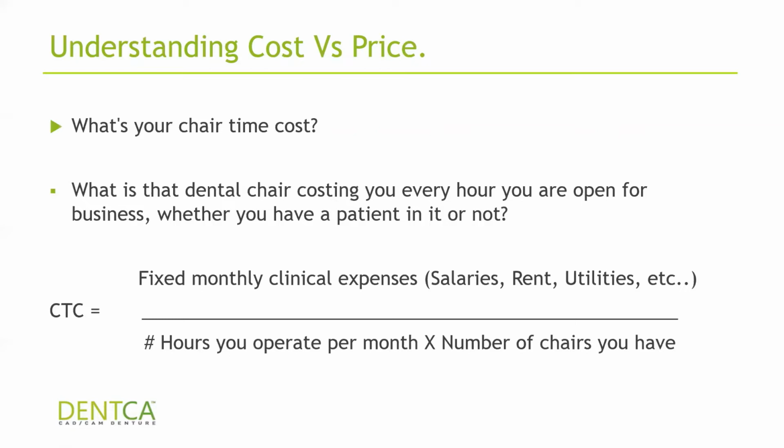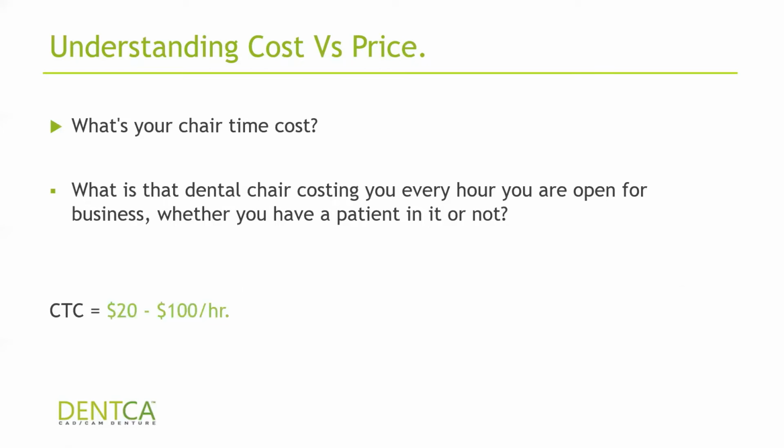Basically, the chair time cost is calculated by dividing all your fixed monthly clinical expenses, such as your assistants' and secretary's salaries, how much you pay for rent if you're renting the clinic where you're operating, how much your utilities are, et cetera, by the number of hours that you open every month, and then multiplying that by the number of chairs, because it's not the same if you have one chair than if you have two or three, and it's not the same if you open Saturdays or you don't. So these can range a lot depending on where you are.